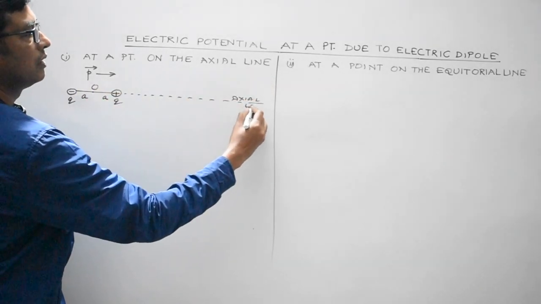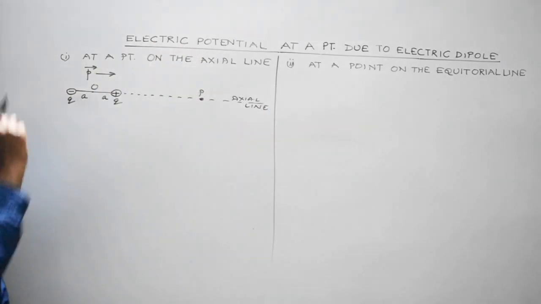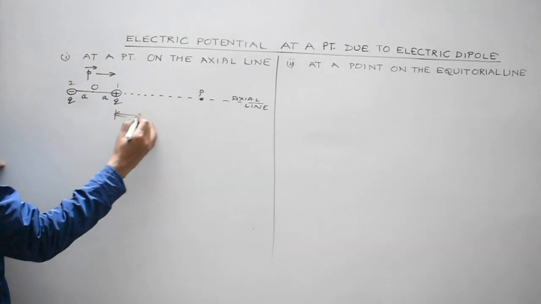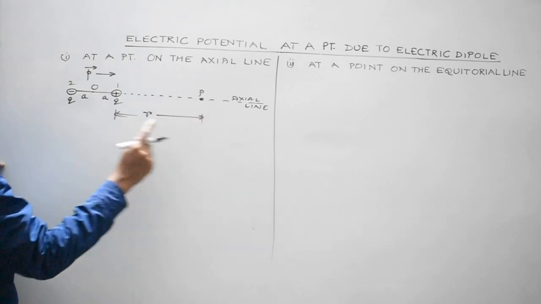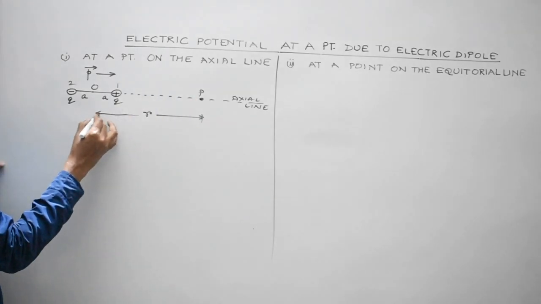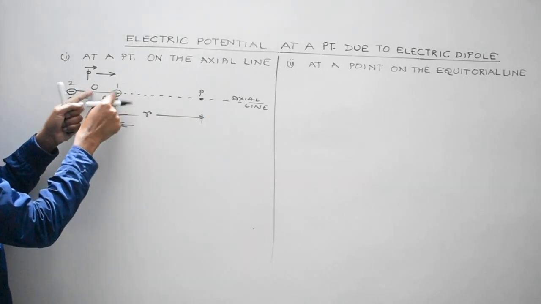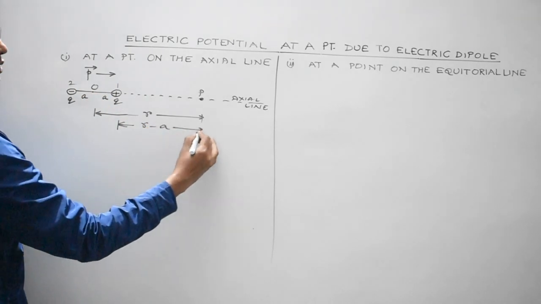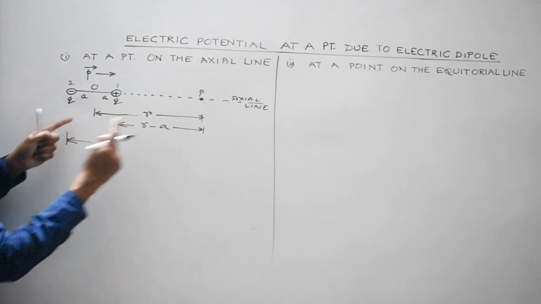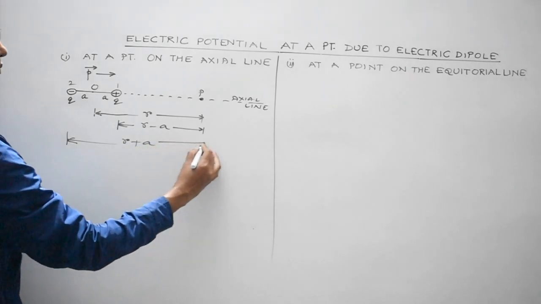This is the axial line. Suppose there is an arbitrary point P where the net potential is to be determined due to this dipole. Put the charges as 1 and 2. The distance r is considered from the center of the dipole. So from the positive charge, the distance will be r minus a, while the distance of the observation point P from the negative charge would be r plus a.